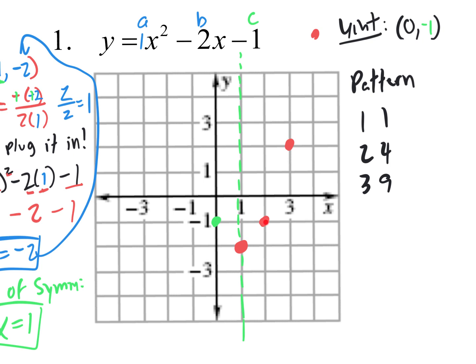Because if we were to map this over to the other side, it'll land perfectly right there. So that's the y-intercept, 0, -1. Really easy to see on a standard form quadratic trinomial equation. It'll always be 0, c. What else? Let's map this coordinate over to the other side.